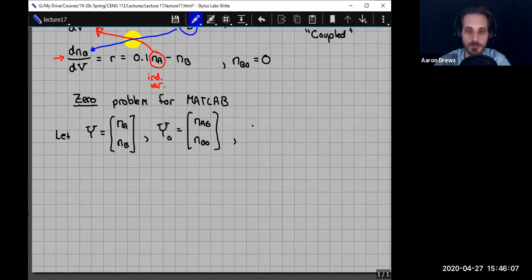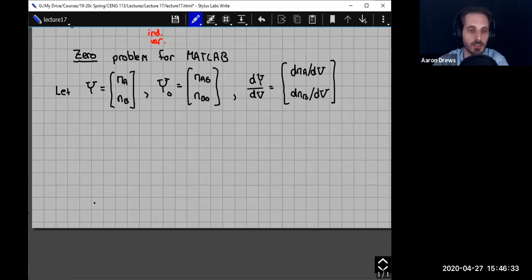And then similarly, we can define sort of a vector of differential equations, dy dv, as this column vector of each of our differentials, dNA dV and dNB dV, or as many as we want, right? We will probably get to a point where we will solve 6 or 7 of these all at once, maybe 8, I don't know.